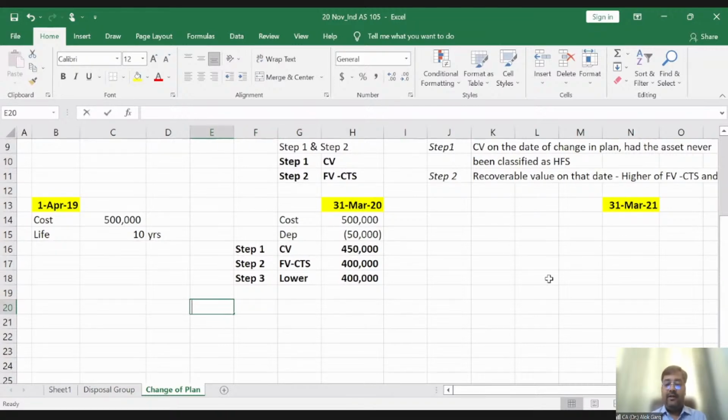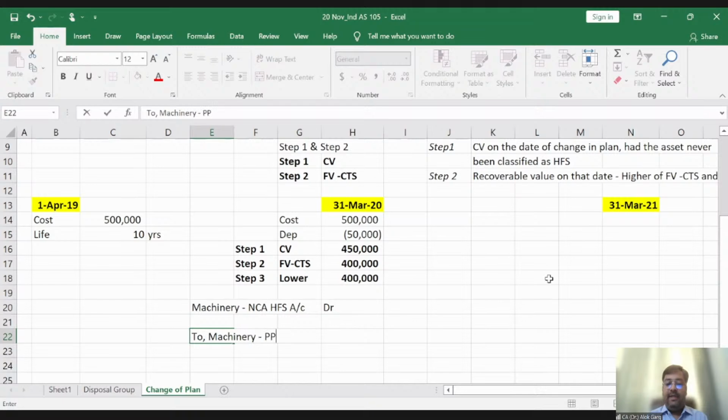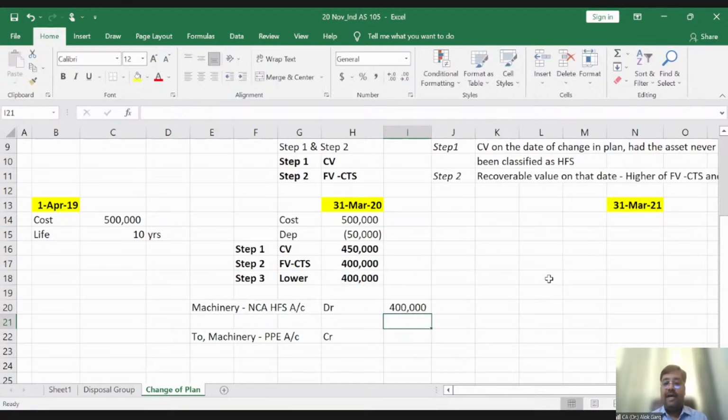The accounting entry is: Machinery NCHFS account debit, to Machinery PPE account, this is credit. Machinery NCHFS has to be recognized at 4 lakh. Machinery PPE is 4,50,000.